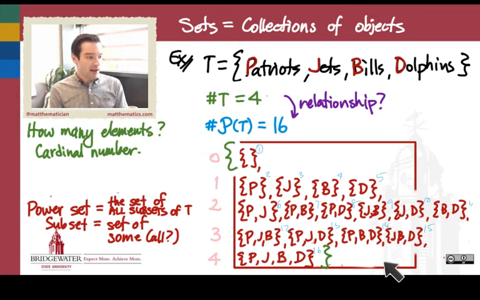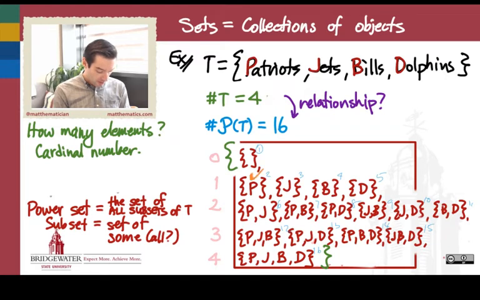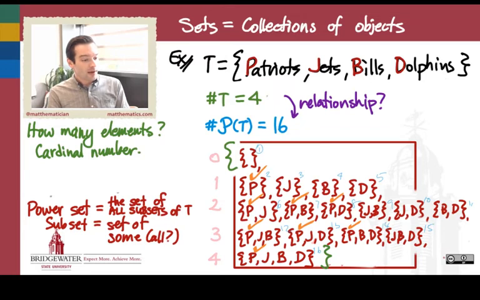And the first question I'm going to ask is, how many of those elements have the Patriots in them? How many of these subsets include the Patriots? So if I do that count, I've got 1, 2, 3, 4, 5, 6, 7, 8. So there's 8 subsets that have the Patriots in them. That means there's also 8 subsets that don't have the Patriots in them. Okay? So if I divide up all my subsets into those that have the Patriots in them and those that don't, that's going to be a half and half division.